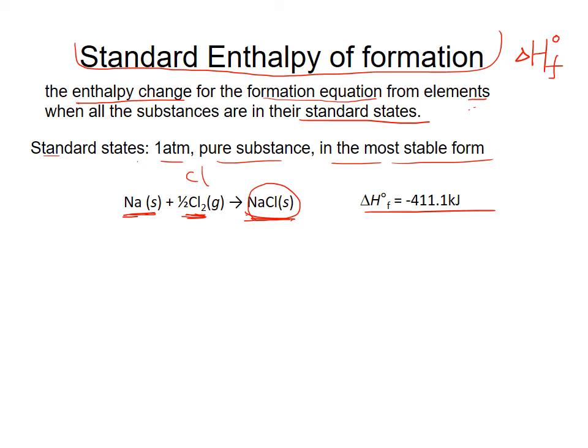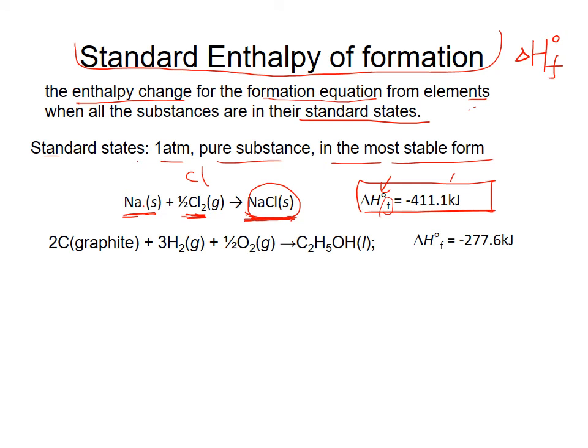So the formation of sodium chloride refers to this equation: from sodium solid and chlorine molecule to form sodium chloride. The enthalpy change for this reaction at the standard state is negative 411 kilojoules, and this is called the standard enthalpy of formation of sodium chloride. This symbol represents the standard state.